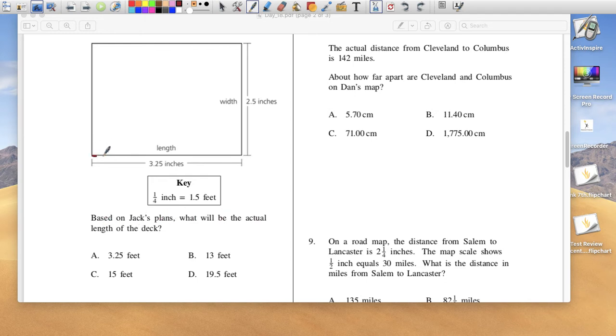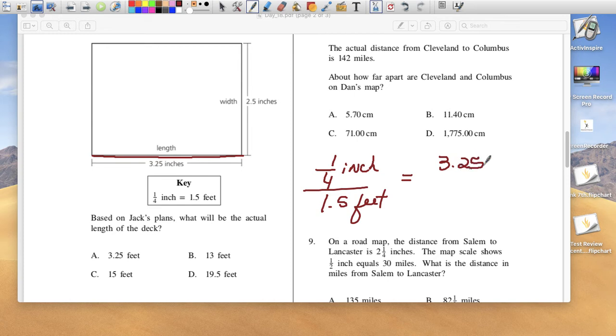So looking for this. Let's write our relationship. 1/4 of an inch is going to be 1.5 feet in real life. And we want this, but in the drawing we have that it's 3.25 inches. So what is that in real life? How many feet is that? So I'm going to change this 1/4 to 0.25.